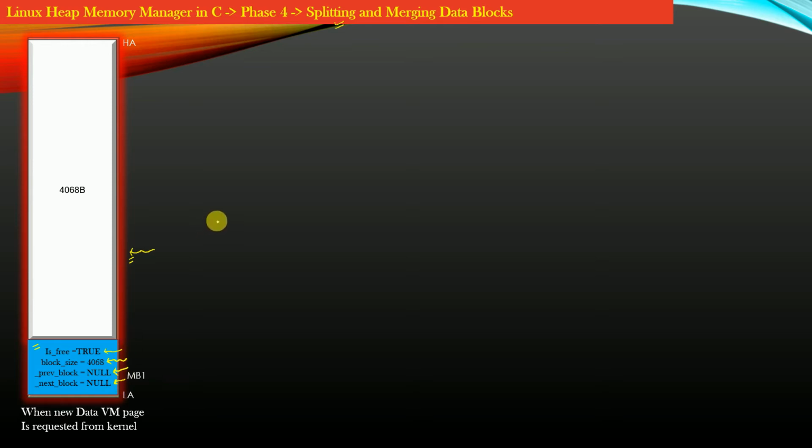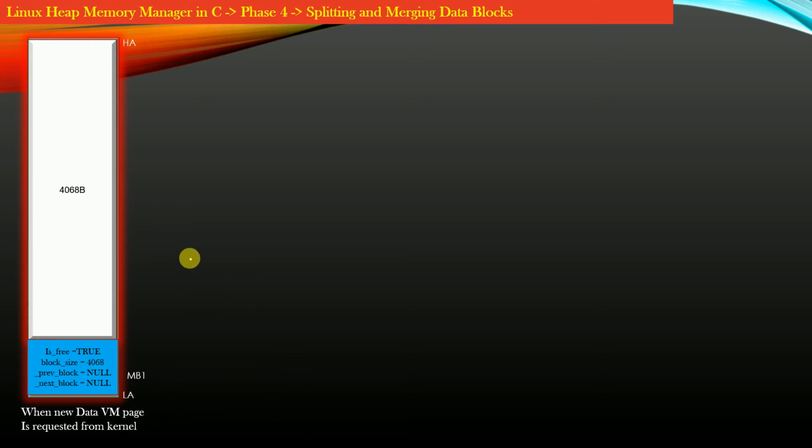Now let us assume that the size of the virtual memory page on the system is 4096 bytes. It is for this reason that you subtract the size of the meta block, and it gives the size of 4068 bytes, right? So 4068 bytes of memory is available in order to satisfy the new malloc request coming from the application. So as soon as our Linux Memory Manager requests a new virtual memory page from the kernel, we are going to treat that particular virtual memory page as one big free data block.